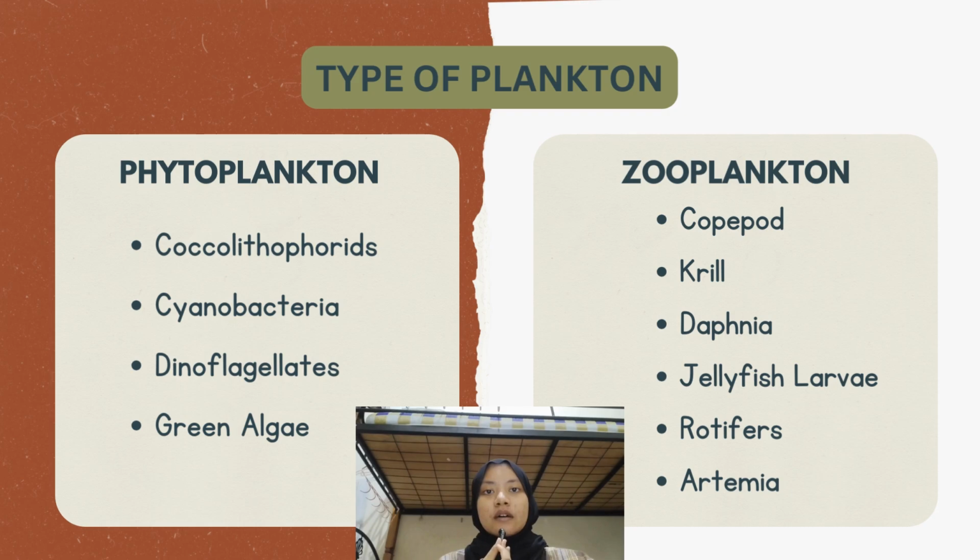The third one is Daphnia. Daphnia is also called water flea. Daphnia is small planktonic crustacean that can be found in freshwater environment. They are also used in ecological environment research due to their sensitivity to pollutants. The fourth one is jellyfish larvae. Many jellyfish species have a planktonic larval stage known as planula. These larvae are zooplankton community before they grow into their adult form. Next one is rotifer, a microscopic zooplankton that can be found in freshwater environment. Last one is Artemia, also called brine shrimp. Artemia is a small crustacean that lives in saltwater environment.